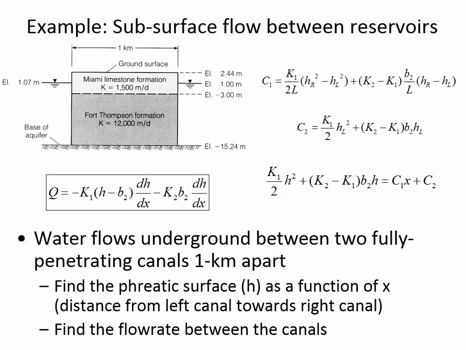Okay, the canals are a kilometer apart in this example. And you can see that we've got two different formations, a limestone formation with one K value that's relatively low, and then a Fort Thompson formation, whatever that is. I don't know if it's a clay, but it's going to have a pretty high hydraulic conductivity, so I guess it's not clay.